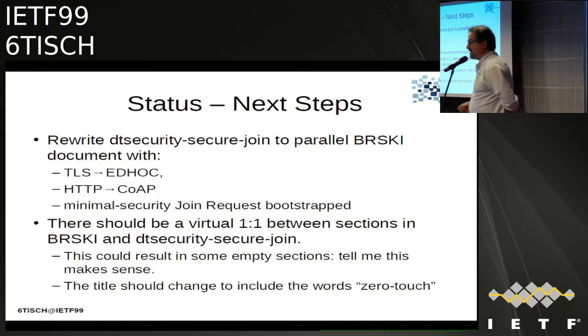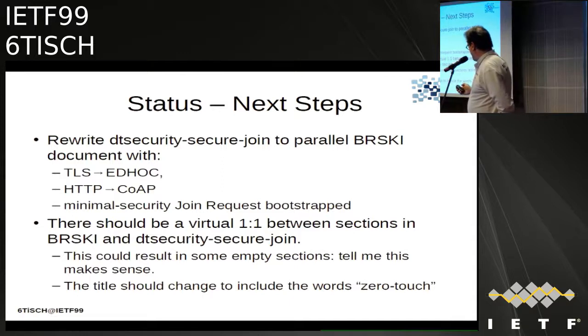So the next steps are essentially, as I said, we're rewriting Brewski with 6TISCH in mind. There's already a document that we have, but essentially it's been cut up into pieces, and pieces have gone elsewhere, have gone into 6TISCH minimal, have gone into Brewski and things like this. And so now it's time to rewrite a document that we actually can pass, as opposed to just a collection of texts and ideas.